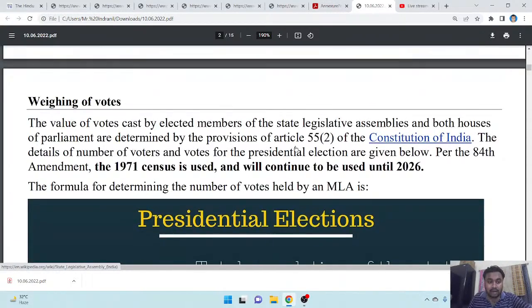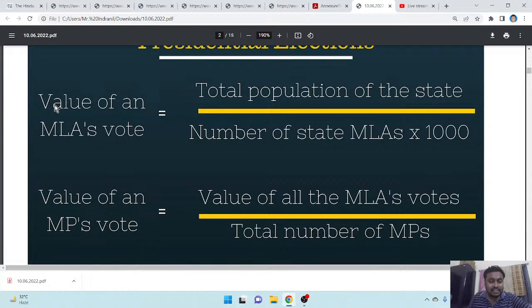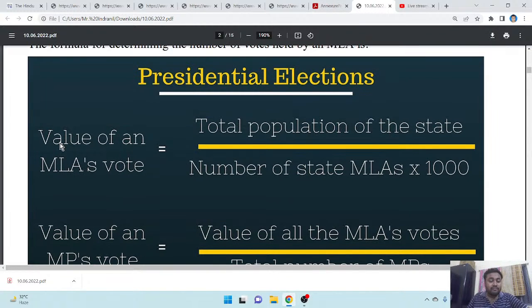Okay, now there is a value of an MLA's vote and there is a value of an MP's vote. How is the value of an MLA's vote calculated? This is the formula: value of an MLA's vote equals total population of the state divided by number of state MLAs, into 1000.